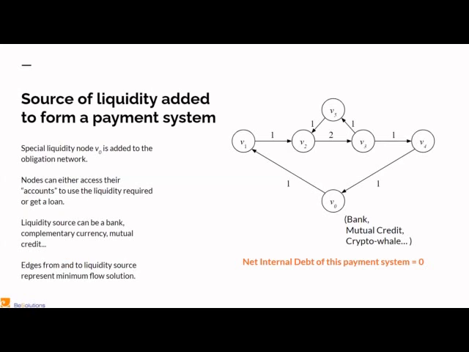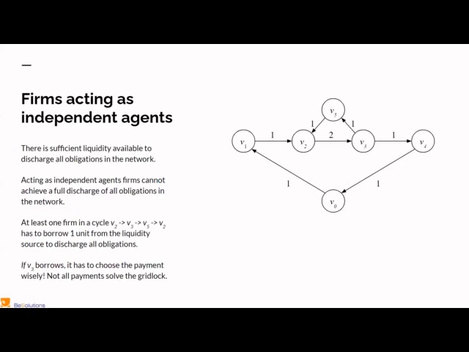And what is interesting is that even though this system looks perfect, we need one unit and everything gets paid, in real life this does not happen. So what is going on? Firms are acting as independent agents and they don't perform the activities at once, but in a sequence. And here the only logical beginning is: company V1 takes money from the bank and pays. So now we have one at V2, but here is already a problem.